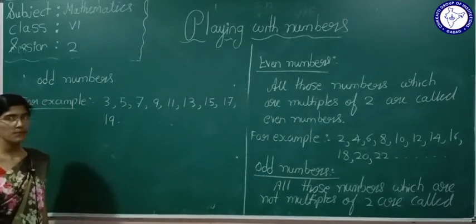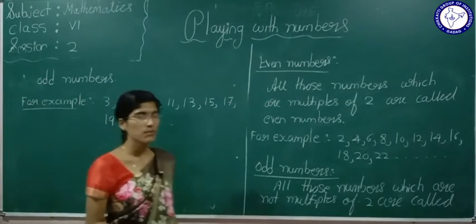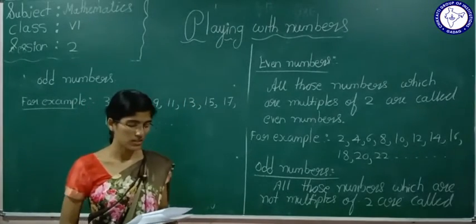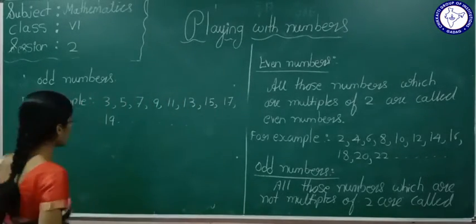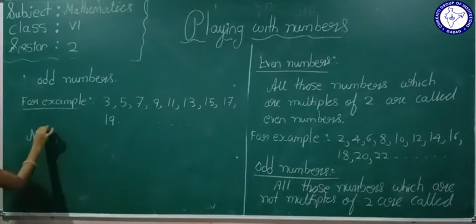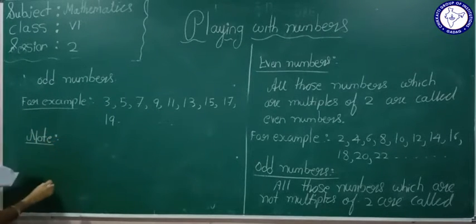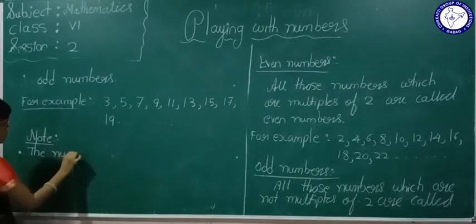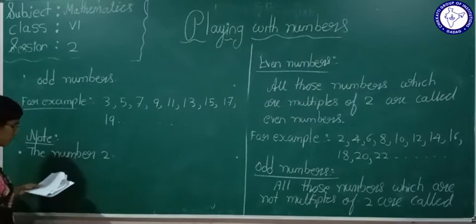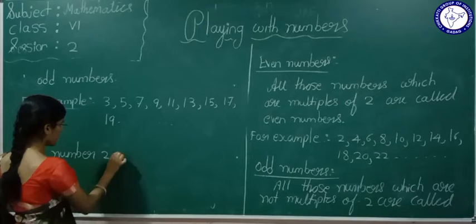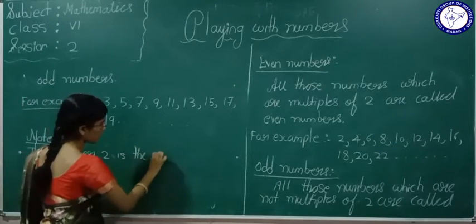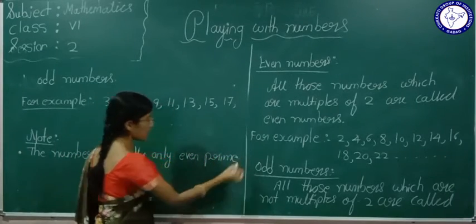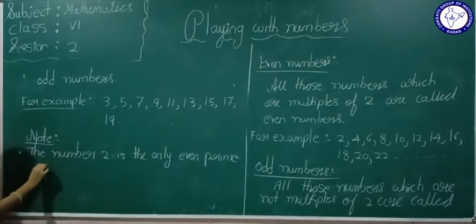Now we have learned what prime numbers are, what composite numbers are, and what even numbers and odd numbers are. So next we will see the note. Here is a very important note. First one, the number 2 is the only even prime number.